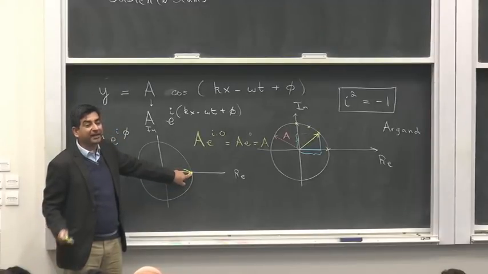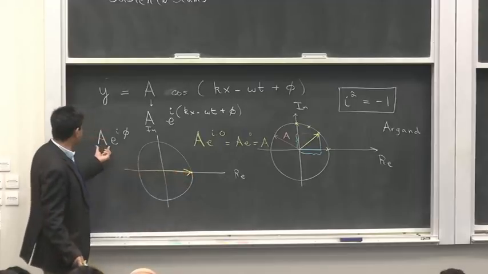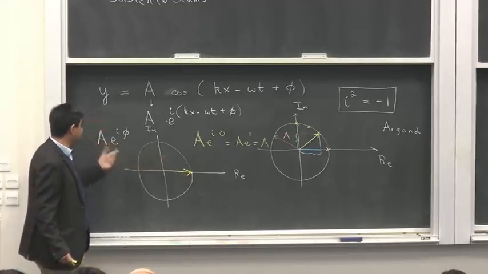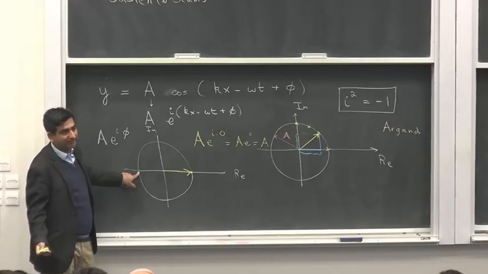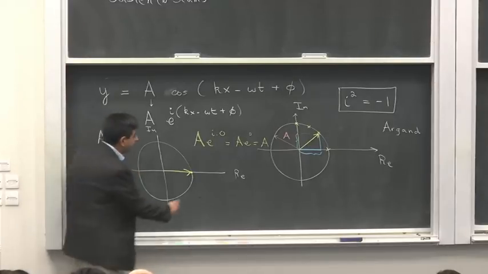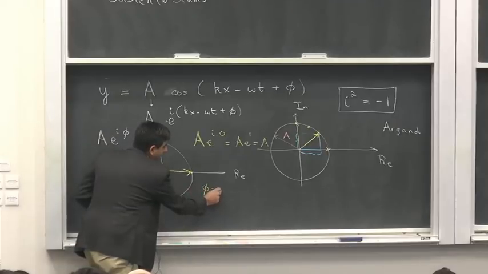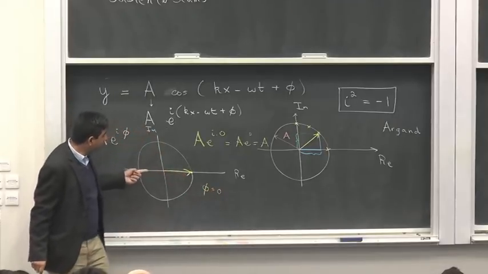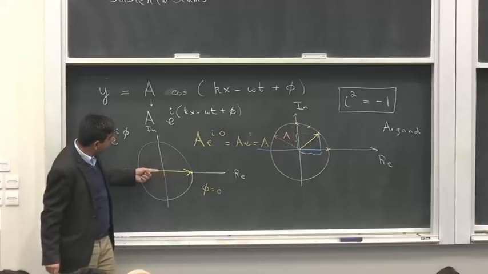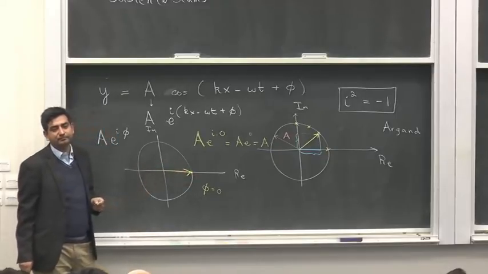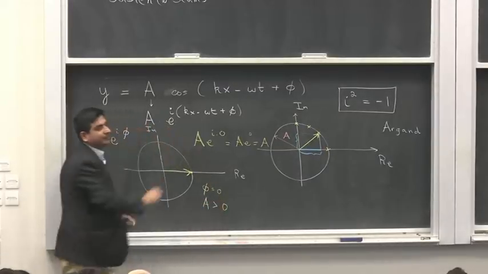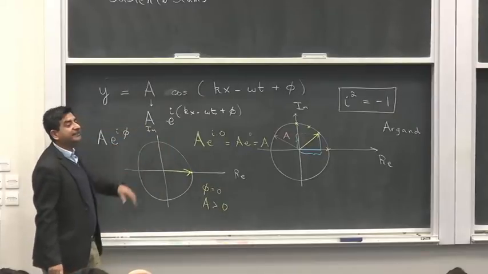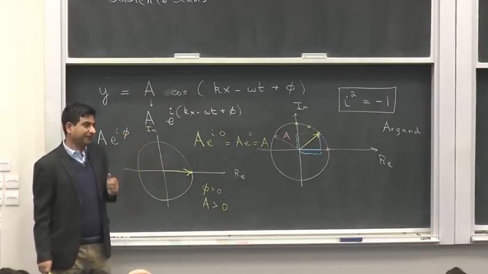Okay? If my A is positive, by the way. If this A is positive, I lie here. If this A is negative, I lie here. I lie on the real axis. Okay? So phi equals 0. If phi equals 0, my vector, my complex number is represented by this arrow. If my A is positive, by the way. Suppose phi is pi by 2, is 90 degrees.